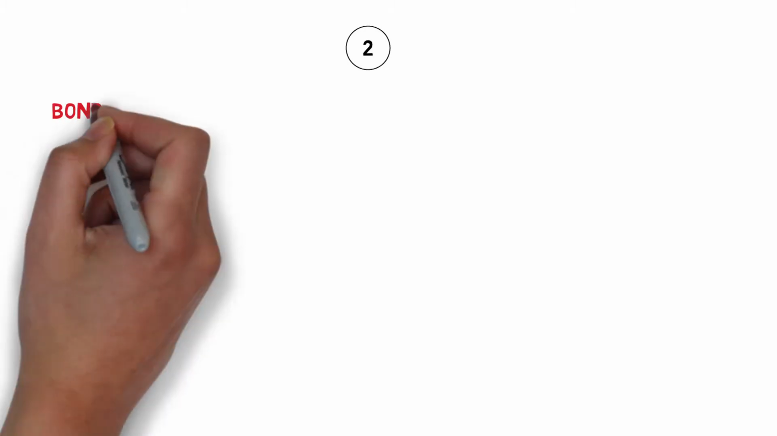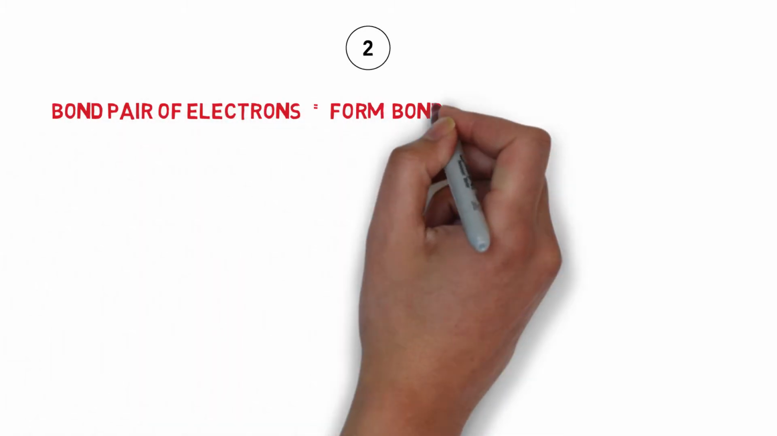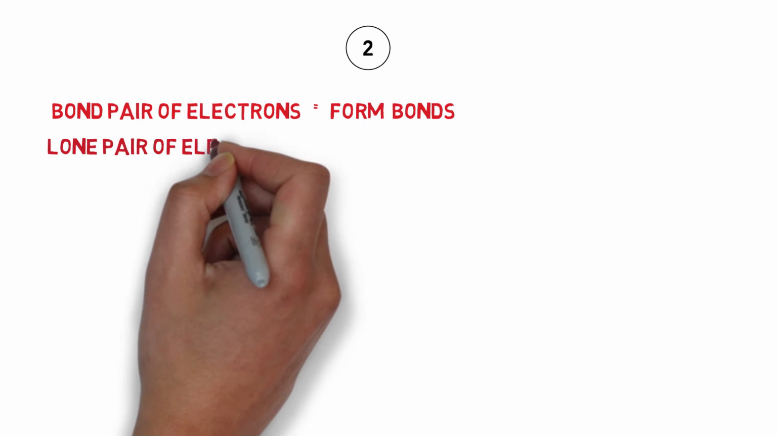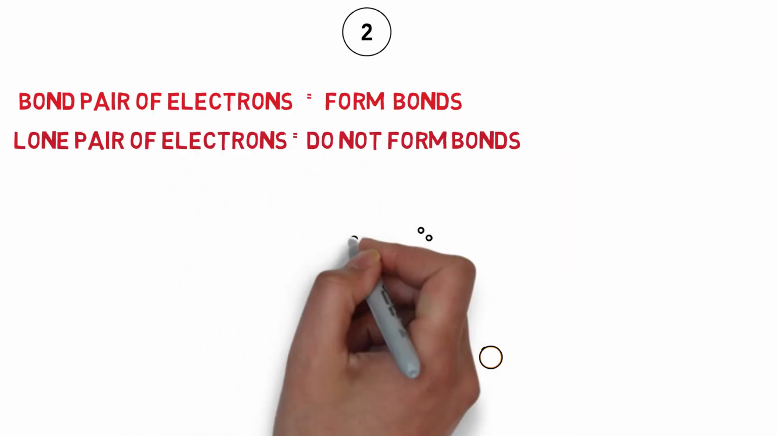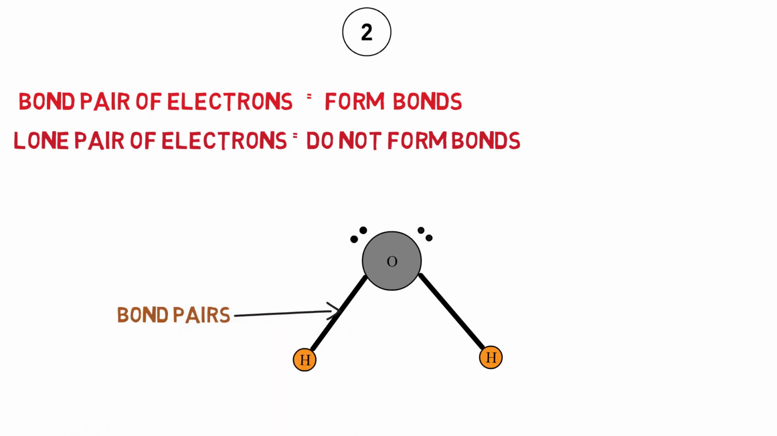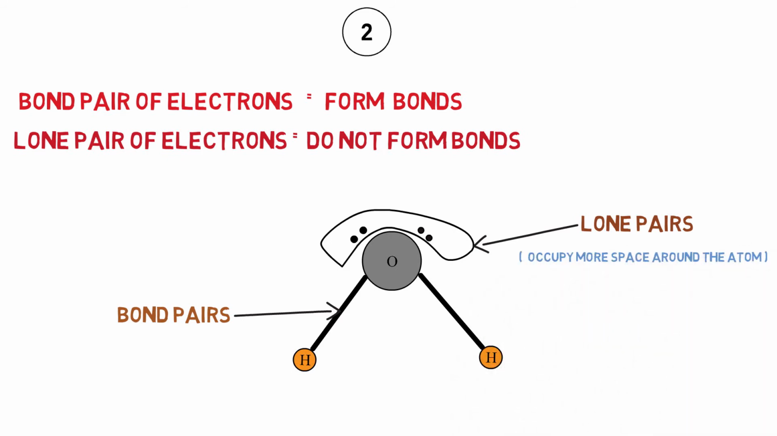The second postulate is that the electron pair which forms a bond is called a bond pair, and those electron pairs which do not form bonds are called lone pairs. Like in water, we have two bond pairs and two lone pairs of electrons. A lone pair of electrons is capable of occupying more space on the central atom than a bond pair.